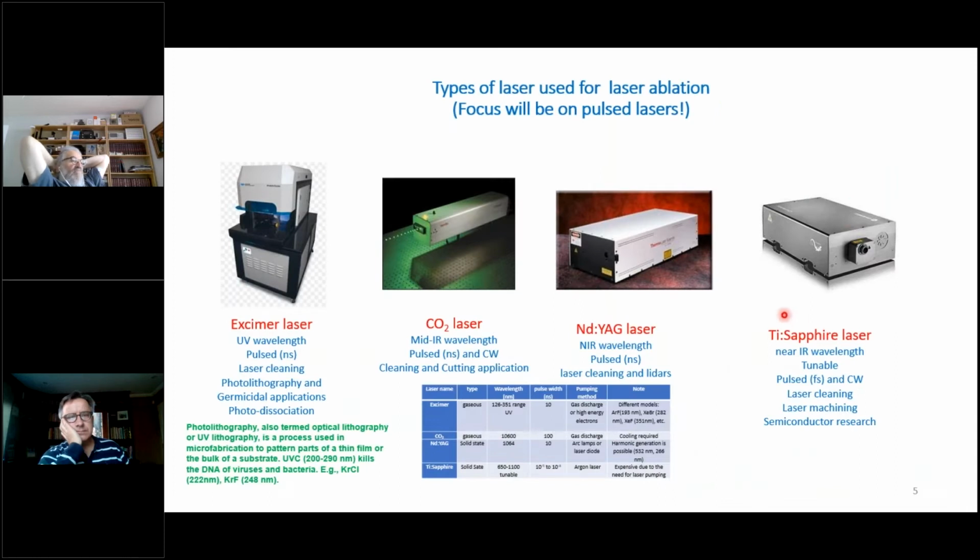So let's look at some different types of lasers that are used in laser ablation. We have solid state lasers, and we also have gas lasers. From left to right, you have the excimer laser, which is more like a lab laser. It has a UV wavelength, nanosecond pulse, and it's usually used for germicidal applications, photodissociation. So it's a very low rep rate laser, but it could be useful in some cases.